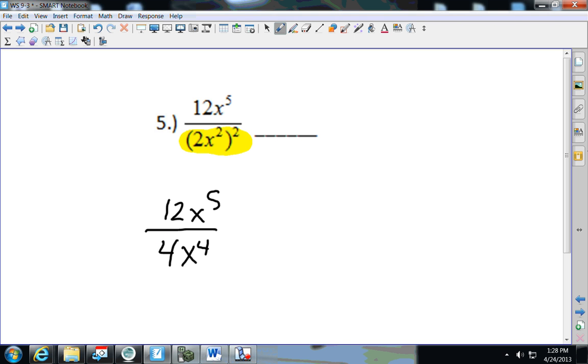Now, you don't subtract these numbers. That's one of the biggest mistakes. The only thing you're subtracting when you divide is the exponents. You treat 12 divided by 4 the same. That's 3. Then you do 5 minus 4, which is 1. X to the first power.